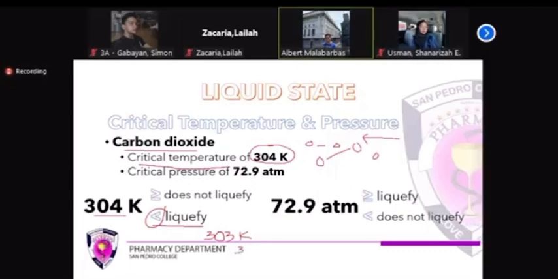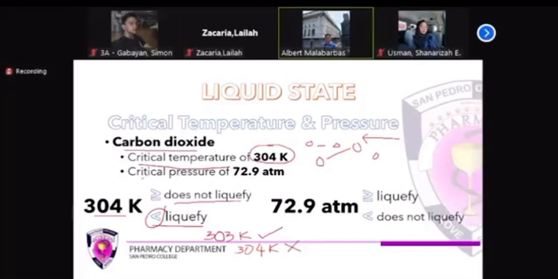However, if you expose that gas to 304 Kelvin, okay, 304 Kelvin, which is the critical temperature, according to the theory, if it is equal or greater than the critical temperature, dili ma-liquefy ang gas. So pag 303, pwede siya ma-liquefy. Pag 304, dili siya pwede ma-liquefy.